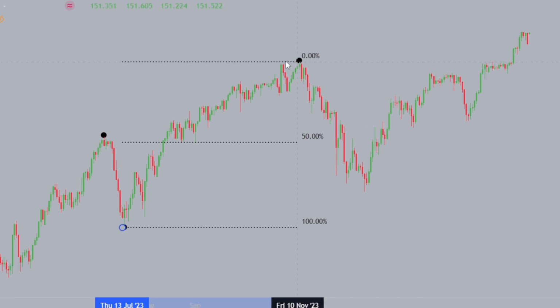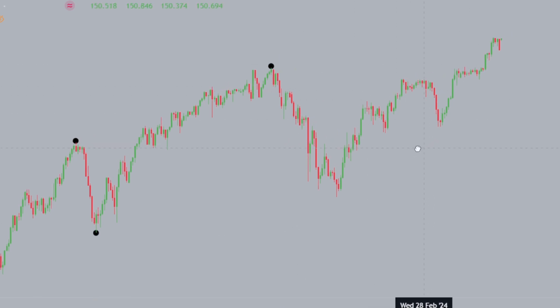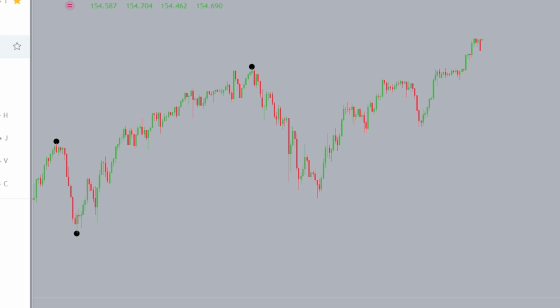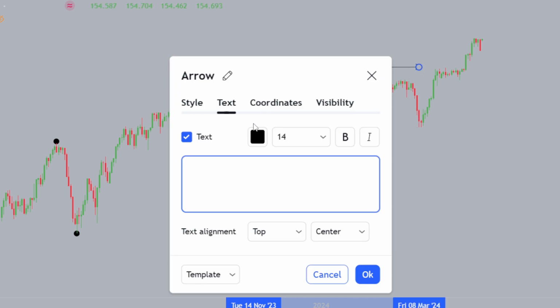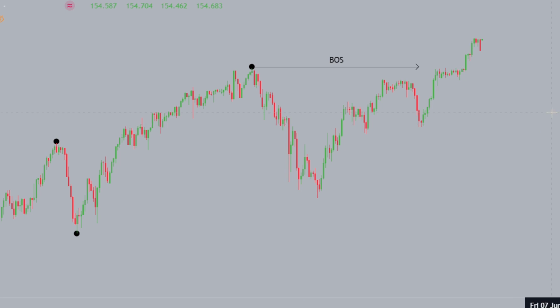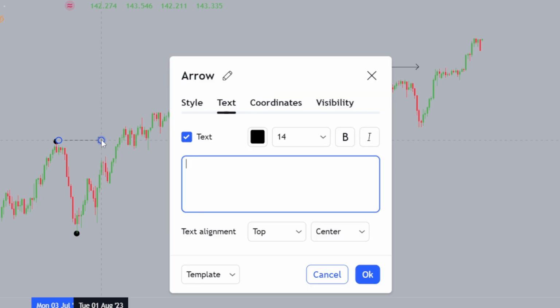Since then, if I get rid of the fib tool, we've also had another break of structure to the upside again, signifying the bullish intent of the market. Now from here on the daily time frame, what can you expect? You need to understand a couple of things. Overall on the weekly time frame we are bullish, but on the daily time frame we need to understand a few things. We had a break of structure over here.